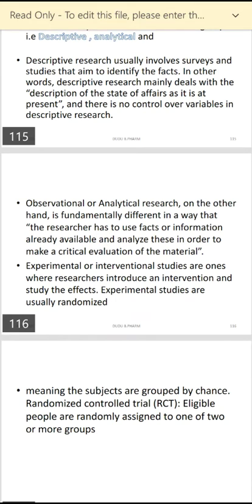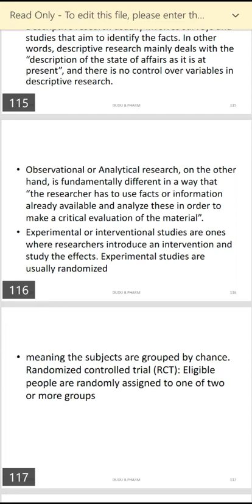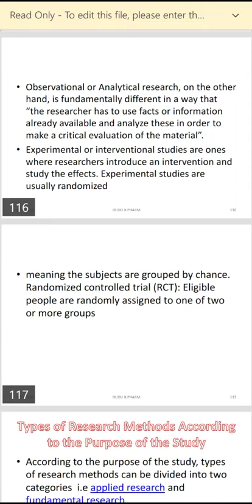Observational or analytical research, on the other hand, is fundamentally different in that the researcher has to use facts or information already available and analyze this in order to make a critical evaluation of the material. Experimental or interventional studies are ones where researchers introduce an intervention and study the effect. Experimental studies are usually randomized, meaning the subjects are grouped by chance. In a randomized controlled trial, RCT, eligible people are randomly assigned to one of 2 or more groups.